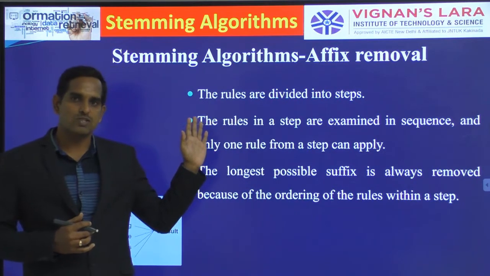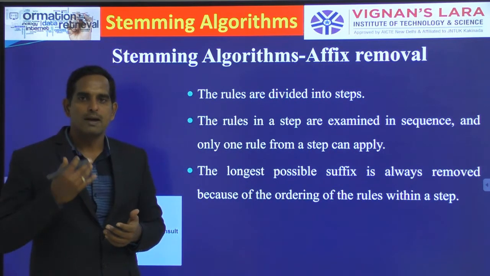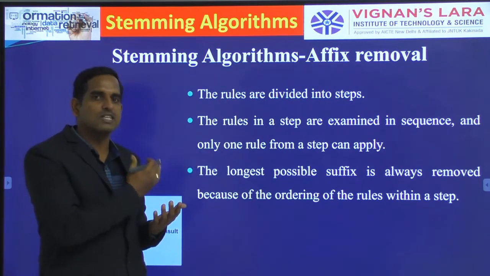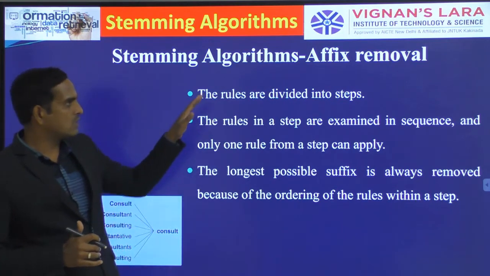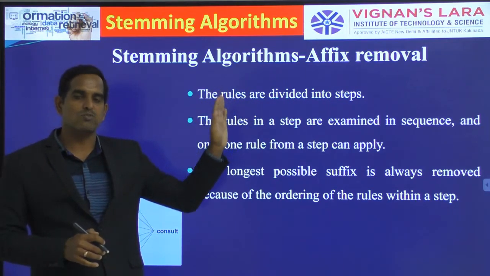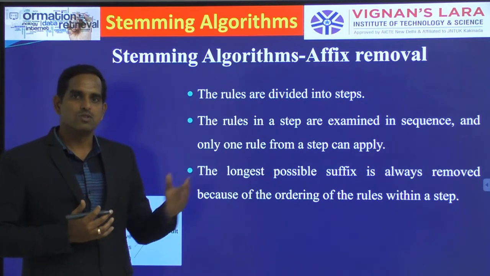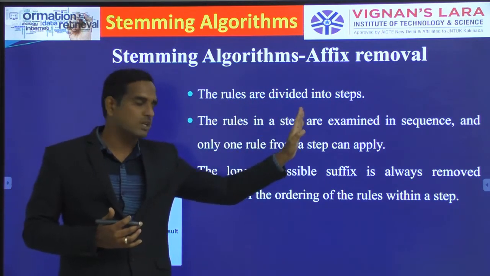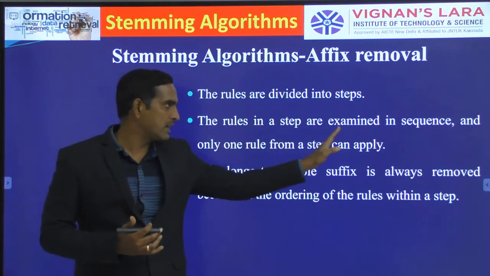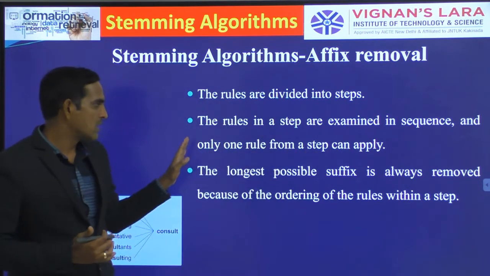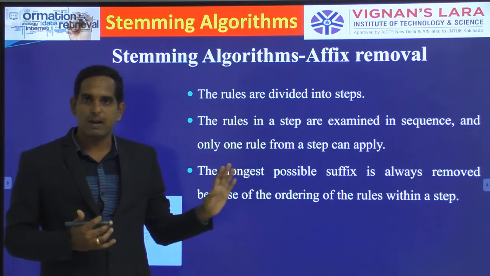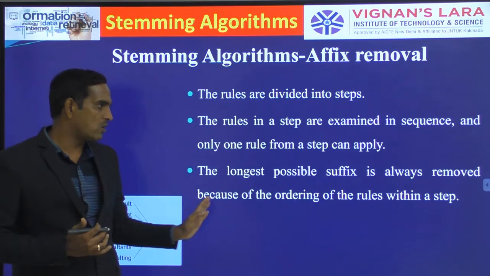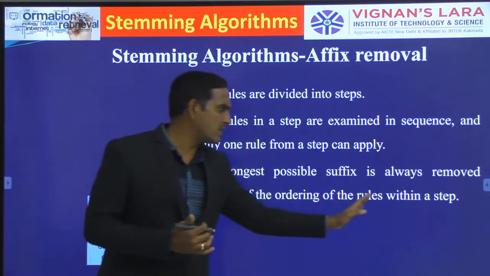So in the last session we started on affix removal, which is mainly about removal of the largest prefixes or suffixes present in a complete word. In order to implement that affix removal, you have Porter's algorithm. Porter's algorithm has a set of rules. These rules are divided into steps. The rules in a step are to be examined in sequence, and only one rule from a step will be applied, and the longest possible suffix is always removed because of the ordering of the rules within a step.